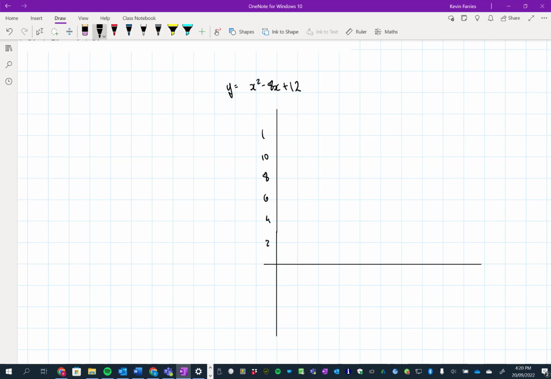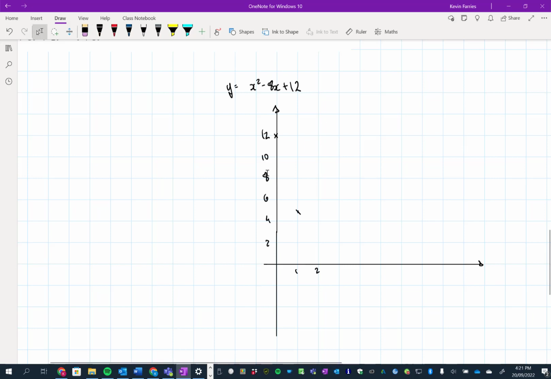6, 8, 10, 12. So if we want to figure out what this graph looks like, then we just put in some values of x and look at what y would be. So if x was 0, x squared is 0, 8x is 0, so y would be 12. So that would be this point here. For x is 1, you're going to have 1, take away 8, minus 7, plus 12. 12 minus 7 is 5. Going to be here somewhere.